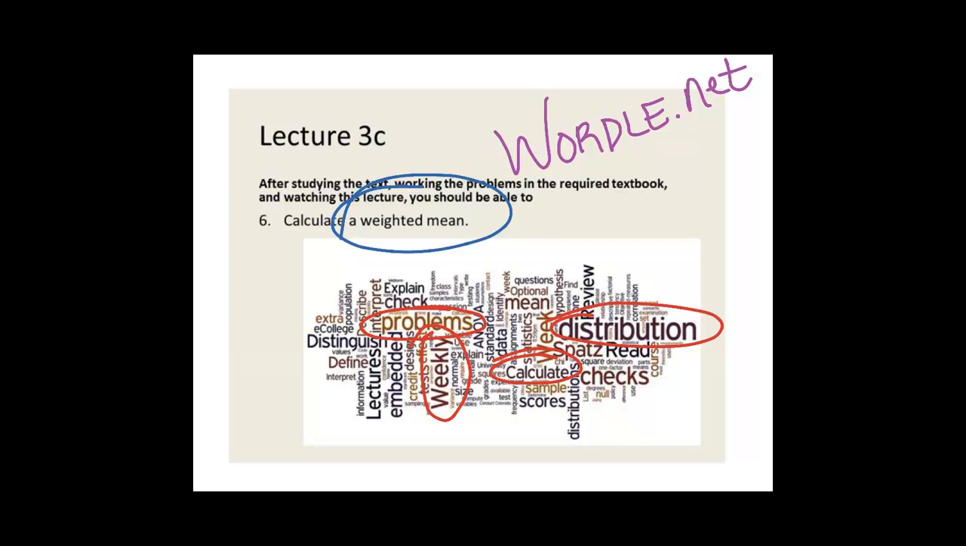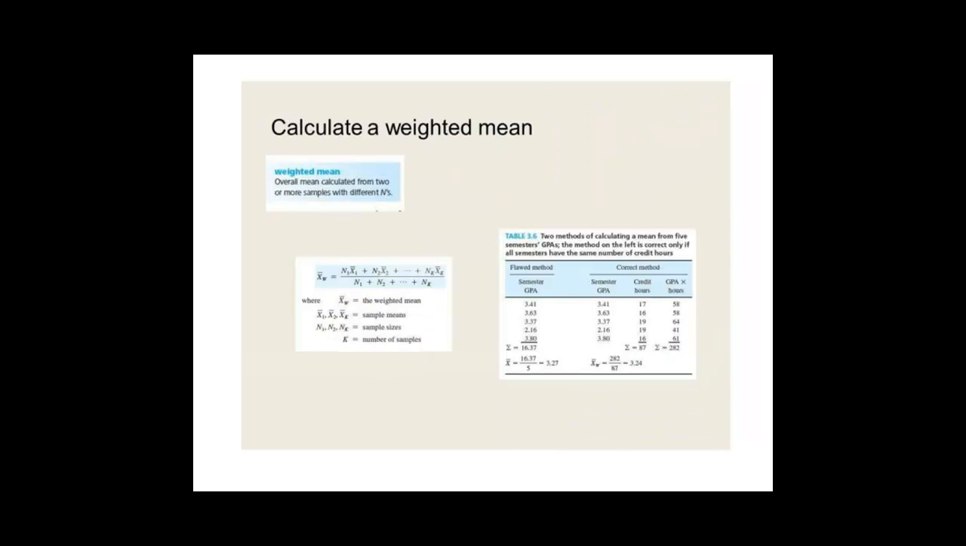The weighted mean is used when two sample means have different Ns. The formula for calculating a weighted mean looks pretty intimidating, but once you break it down into the symbols' meanings, it isn't too bad. To calculate a weighted mean, you simply take the size of each sample and multiply it by that sample's mean. Add those products together and then divide by the total of all the Ns added together.